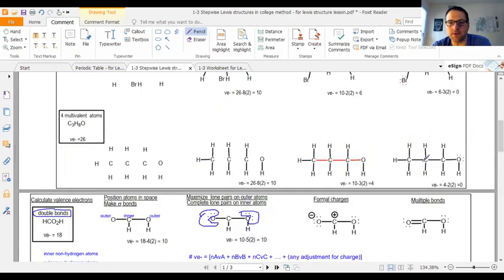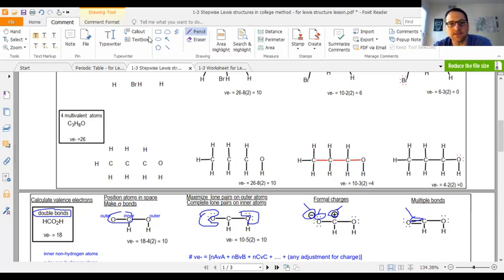And that's what happened above. I took this, I took this, I took this, and it became this bond. Maybe in looking at this, you didn't expect a double bond to form there, but it did.